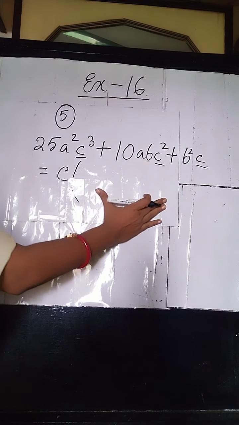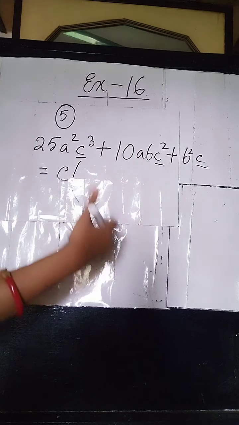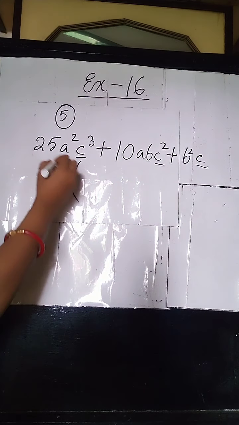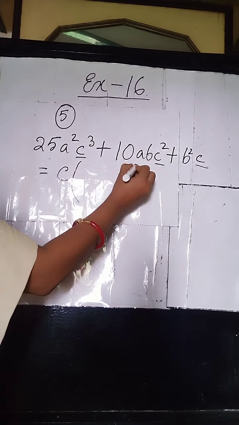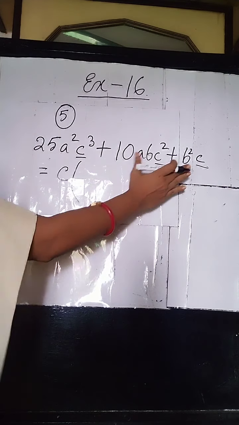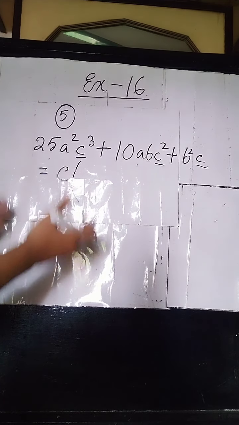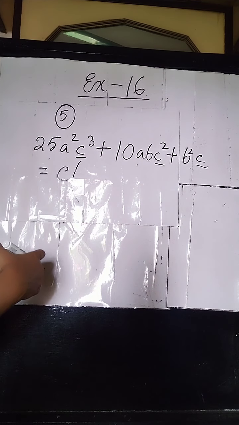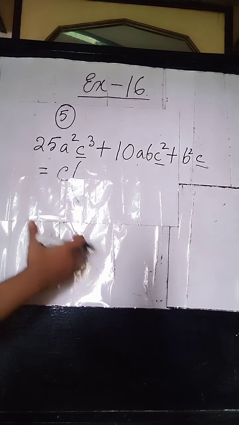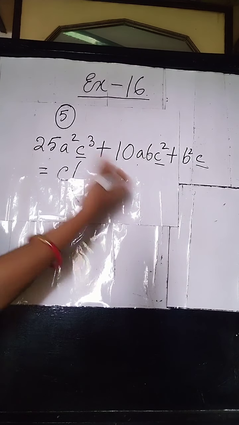And keep a bracket to write the leftover terms, the remaining terms from the first term plus the second term plus the third term. C we have taken out as a common factor. As you can see, we are relating these sums with exercise 15 factorization, where we used to take out the common factors and keep them outside the bracket, keeping the uncommon factors, unlike factors, inside the bracket.